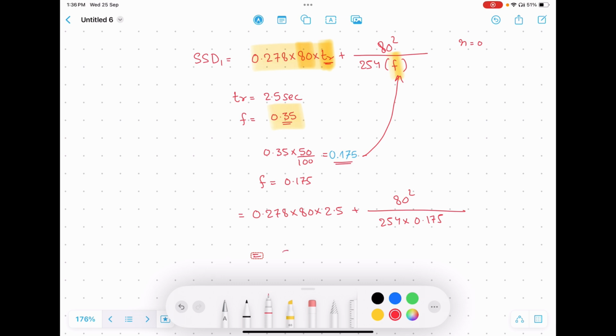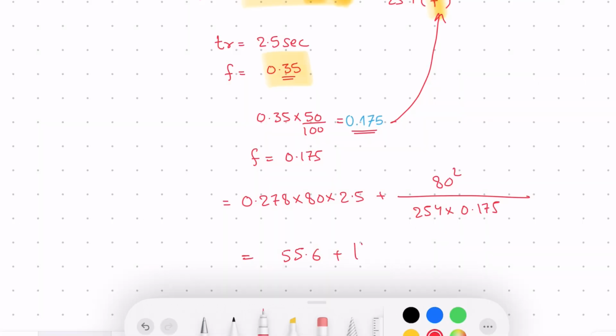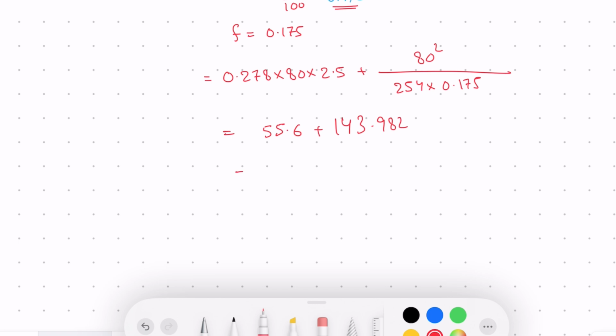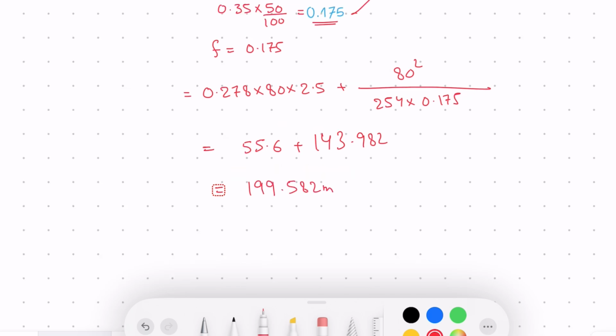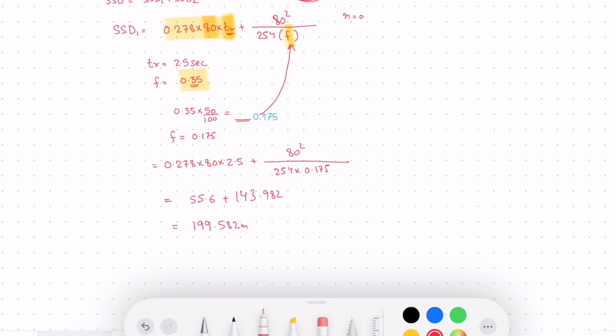This will be 55.6 plus 143.982. So this will be equal to 199.582 meter. Okay, so that is for SSD 1.